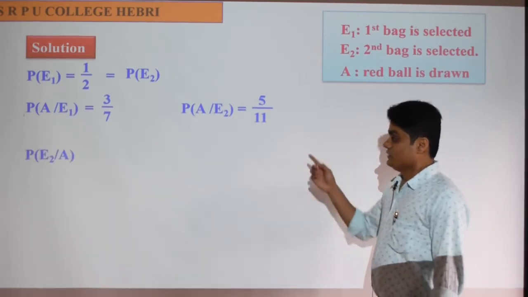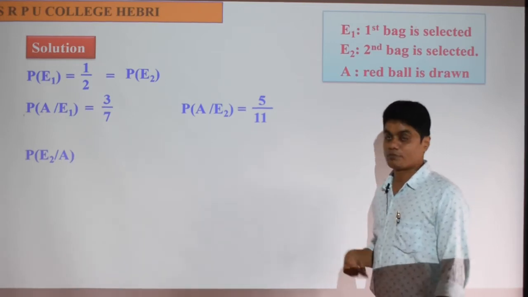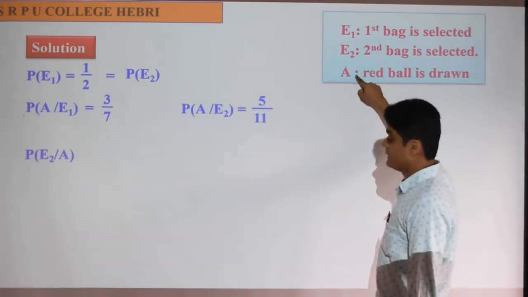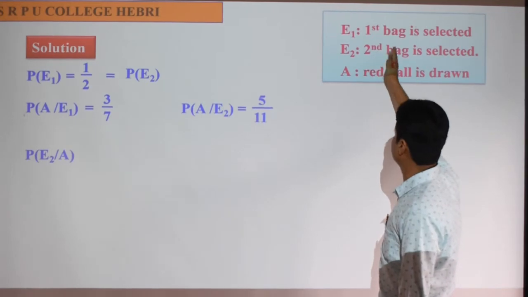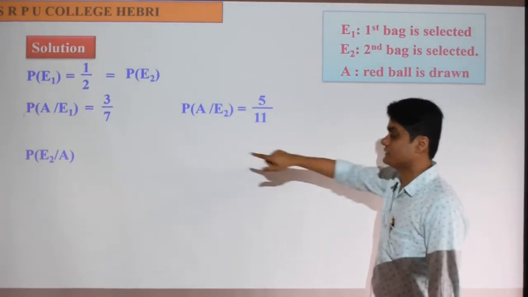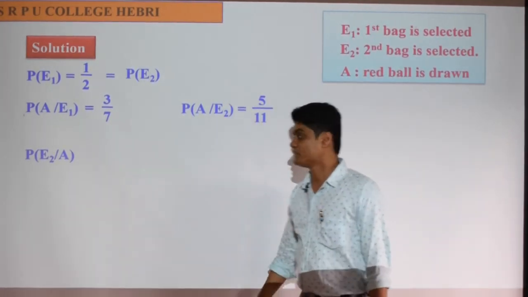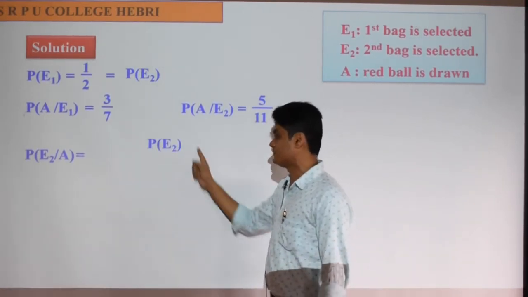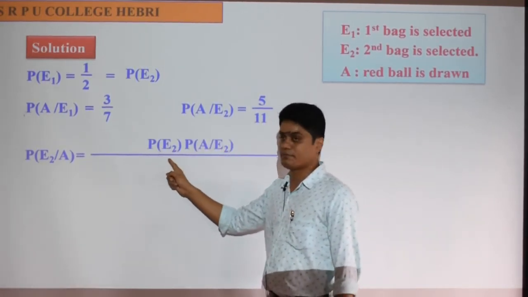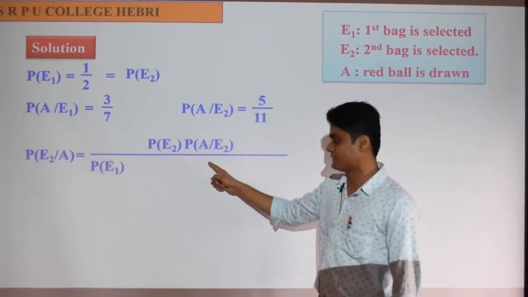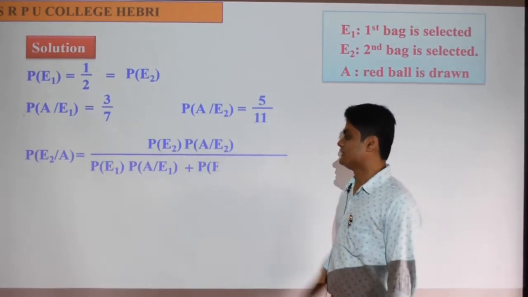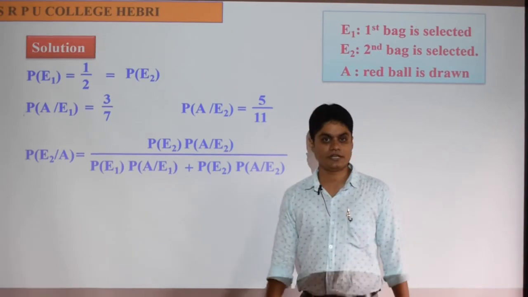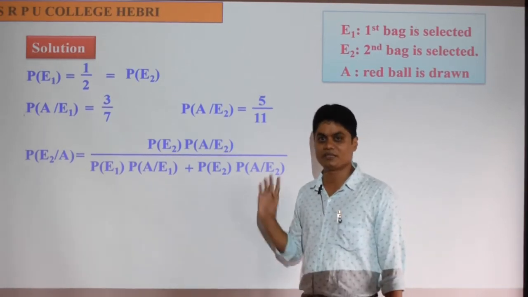Okay, so we know that we have to find the probability of E2 bar A, that is, the selected red color ball is from bag 2. The Bayes theorem formula is as follows: probability of E2 into probability of A bar E2, divided by probability of E1 into probability of A bar E1 plus probability of E2 into probability of A bar E2. Got it? I hope you remember this is nothing but Bayes theorem.